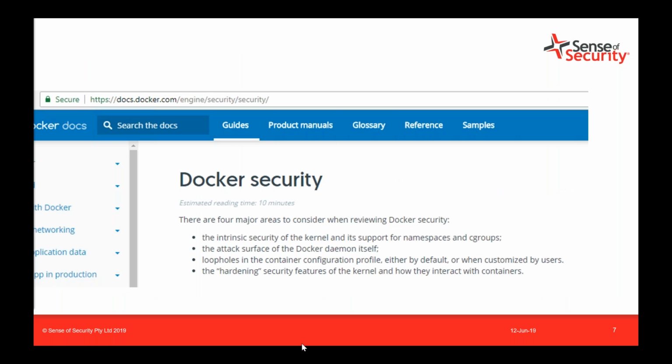The reason being is that containers are actually very technically challenging areas to secure. If you look at Docker's own website, they provide 4 areas where security should be focused on. In particular, the intrinsic security of the kernel, the attack surface of the daemon itself, and they've got to look at the configuration profile of that particular technology, and also the way that the container and the operating system that delivers it have been hardened.